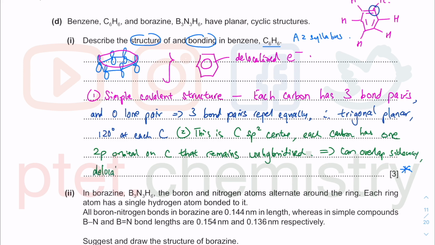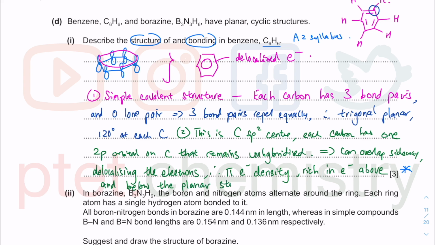Delocalizing the electrons, and therefore pi electron density. You get a pi electron cloud which is rich in electrons above and below the plane. Pi electron density rich in electrons above and below the planar structure. So it is planar, it's completely flat. Alright, so this is just a sideways representation of things.